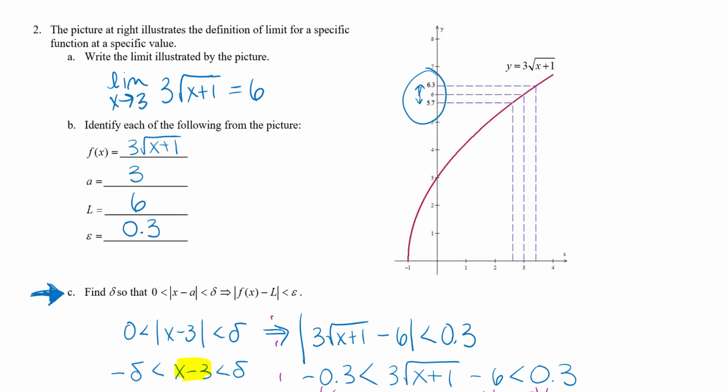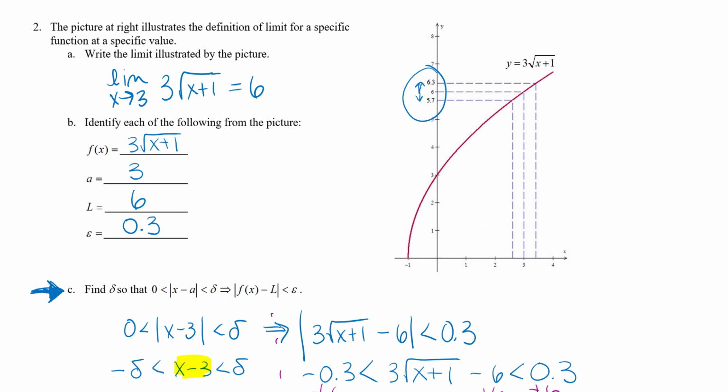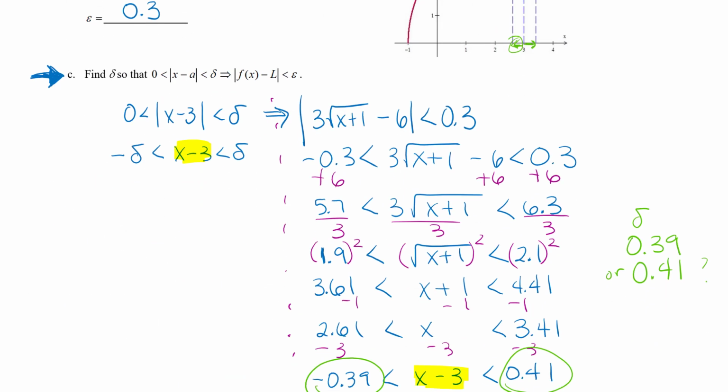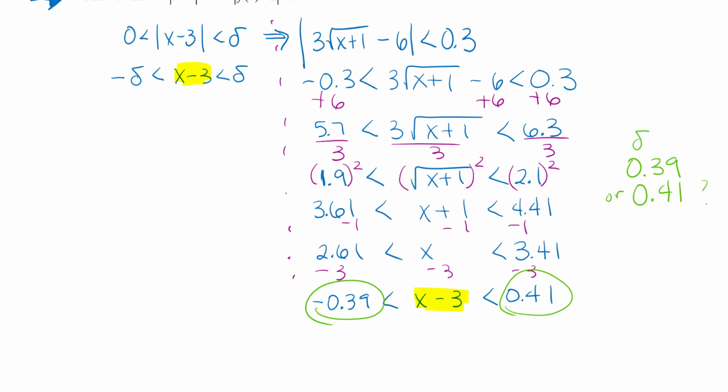If I scroll up and look at the picture, you might notice that one side of this function is slightly steeper than the other, and this interval looks slightly bigger on one side than the other. So I always want to go with the smaller side. The smaller side in this one corresponds to that 0.39. That would be the value of delta for this problem. Delta equals 0.39 or anything smaller.